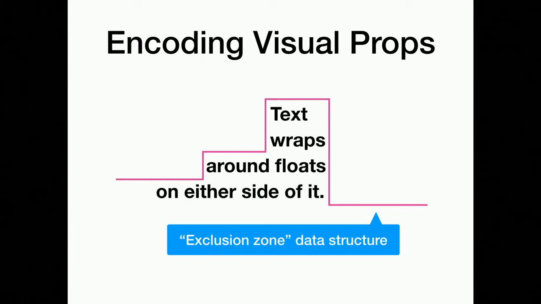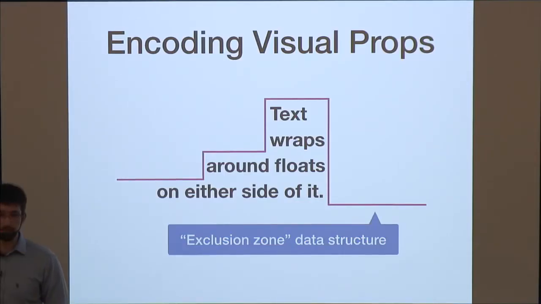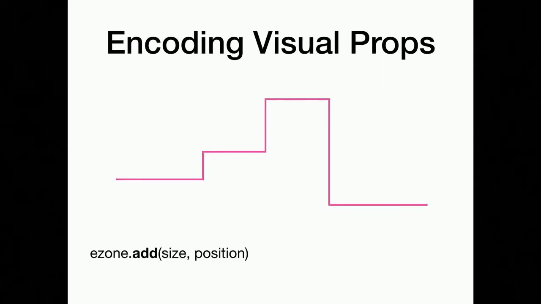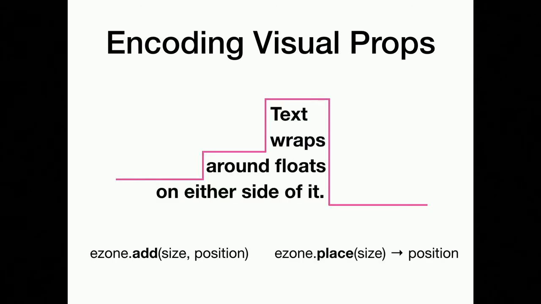So what operations does this data structure support? Well, the exclusion zone starts off empty. So we're going to need a way to add floating elements to it and update the exclusion zone to show the new understanding of where text is allowed to go. And then once we have an exclusion zone, we need to figure out where the text goes given the shape of the exclusion zone available. So we need to implement these two operations.